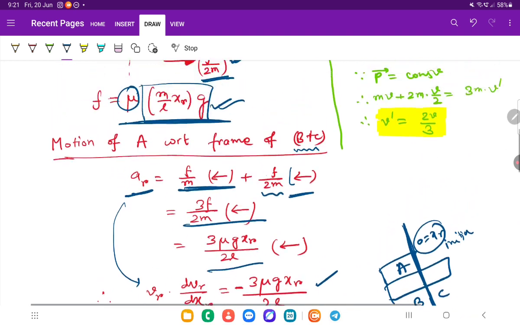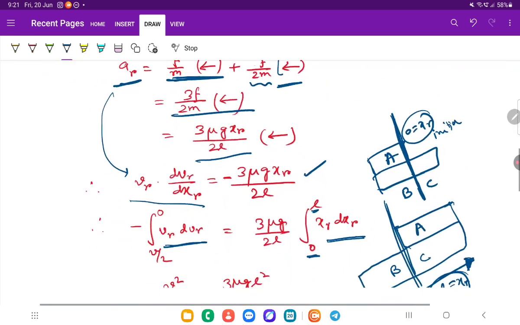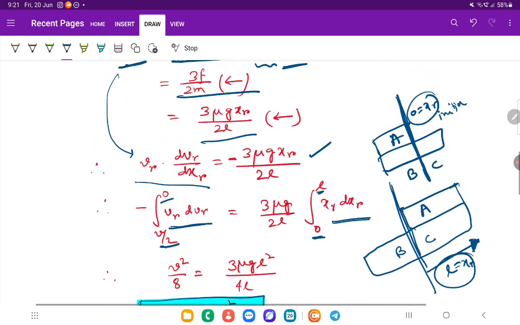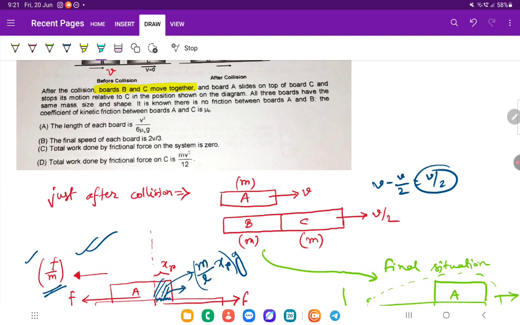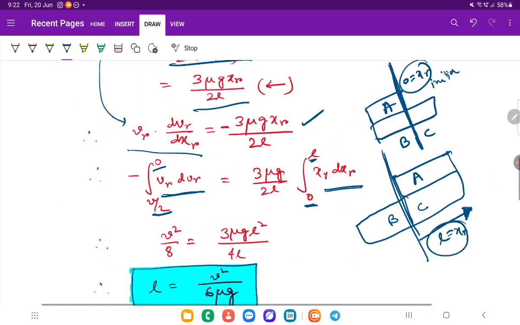So initially the relative velocity was v by 2. I have shown here, oh sorry, I have rubbed it, but initially it was v minus v by 2, that was v by 2, and finally it will be obviously 0 because at that instant we are trying to find, right? It is mentioned in the question. Let me mark that line, that board slides not, yes, here it is, stops its motion relative to C in positions shown on the diagram like this. So when the system is at this stage, the relative motion of A and B plus C block has stopped.